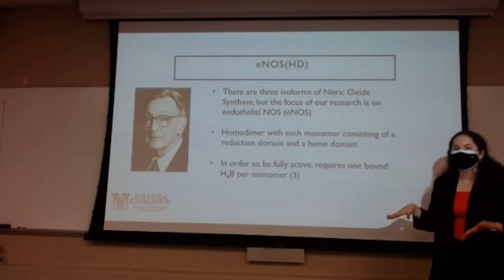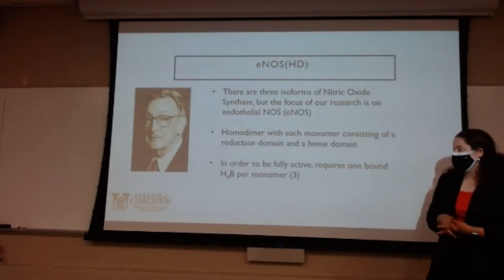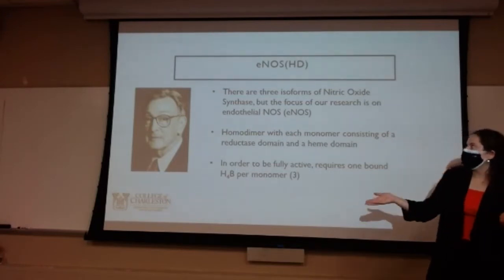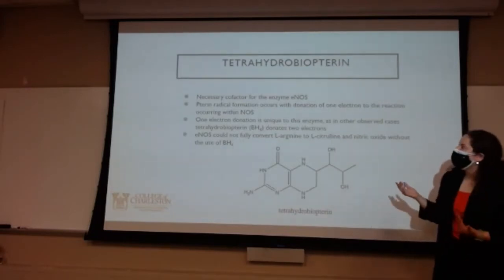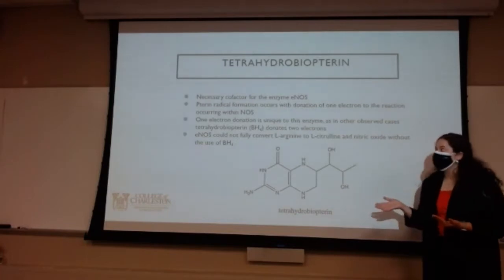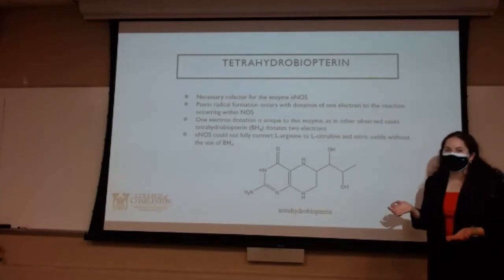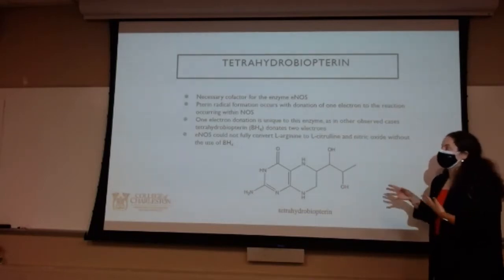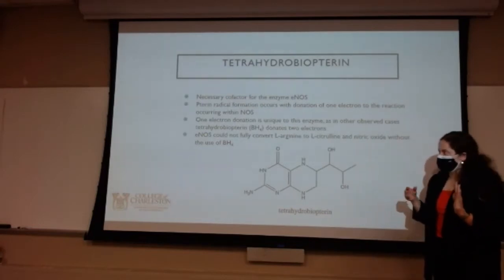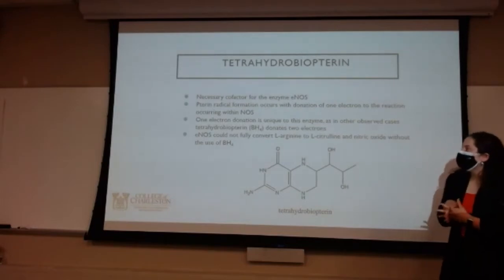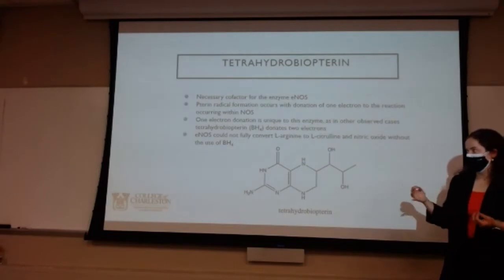In order for this to be fully active, for you to have that initial reaction that I showed at the beginning, it requires 1 bound H4B, or tetrahydrobiopterin, per monomer. So what is that? Tetrahydrobiopterin, big word, I'm going to call it pterin, you can call it pterin. It's a necessary cofactor for the enzyme eNOS, and what makes it super interesting in the case of nitric oxide synthase is that in the human body, in every other instance, it donates 2 electrons, but for eNOS, it only donates 1 electron. That's an interesting interaction, another cool part of eNOS, especially for me. But eNOS wouldn't be able to fully convert L-arginine to L-citrulline and nitric oxide without the use of BH4.